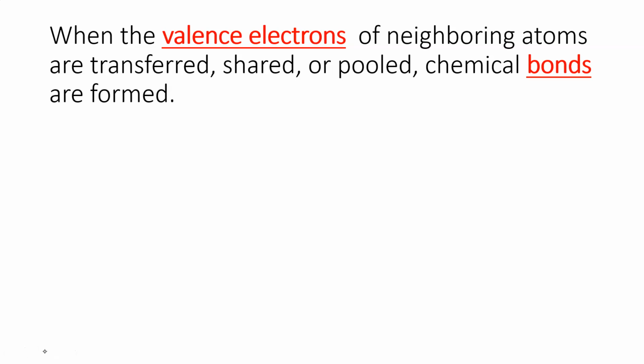Start off, when the valence electrons of neighboring atoms are either transferred, shared, or pooled, chemical bonds are formed. I'm going to mostly have the things you need to write in red. So on your notes, make sure that you are keeping up with the things that are in red. And if you need to stop this video to write something down, feel free to do so.